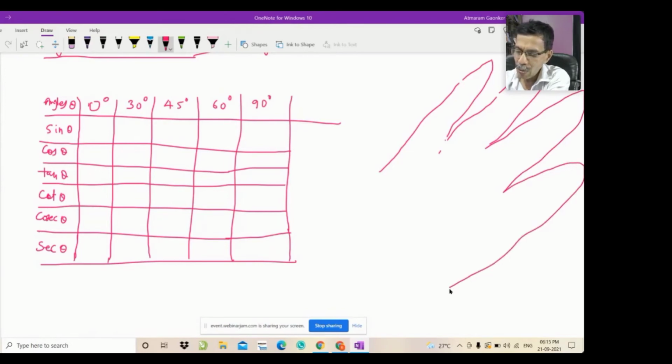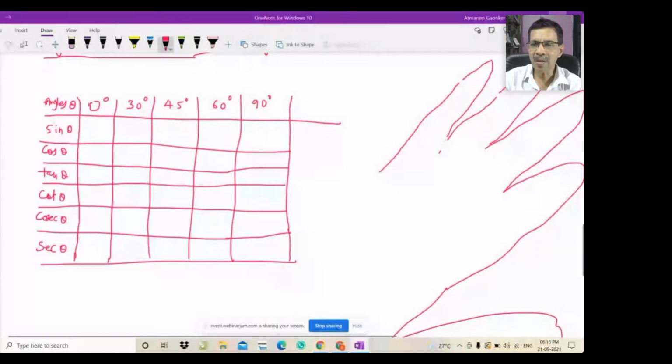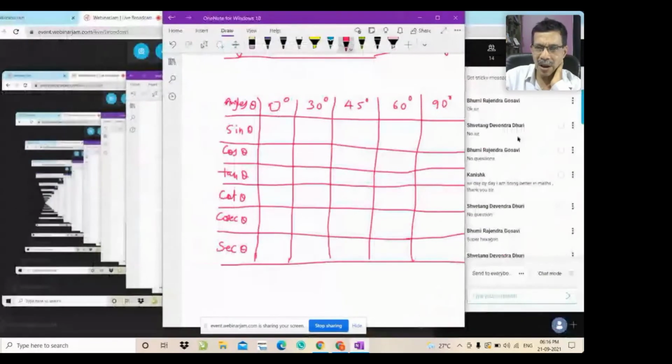the thumb. Okay, this is what I have drawn. So please draw your fingers. Keep your left hand palm on your notebook and draw your fingers like this. And when you have drawn it, please say done in the comment box.